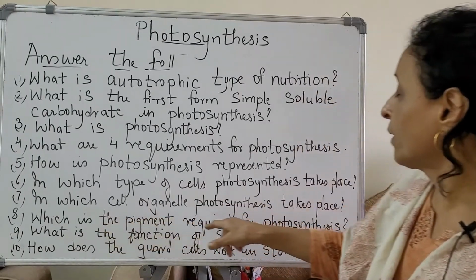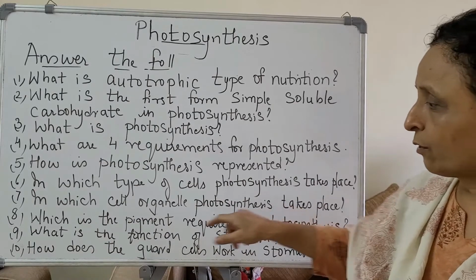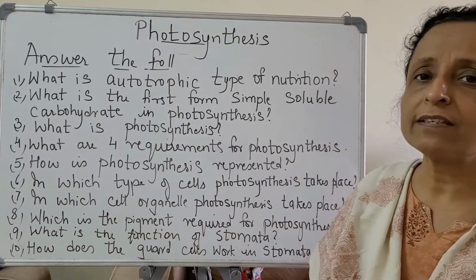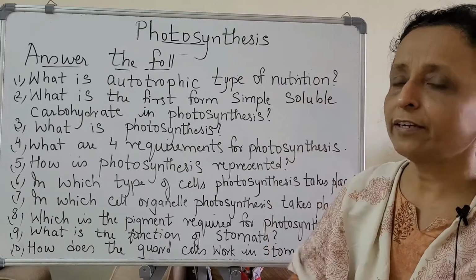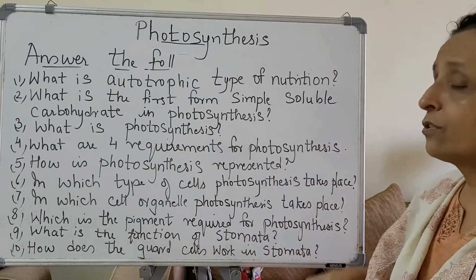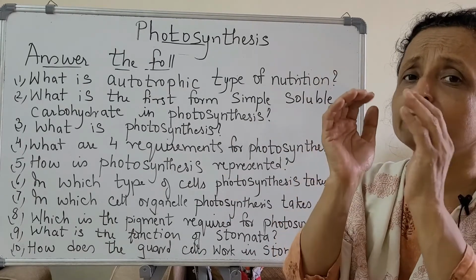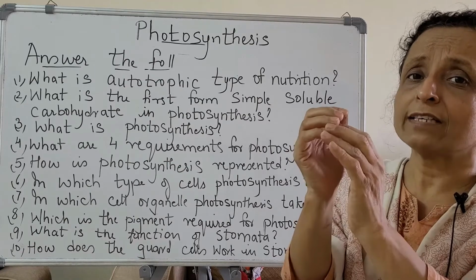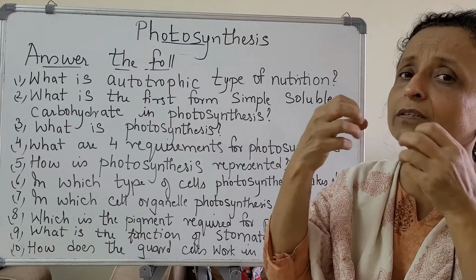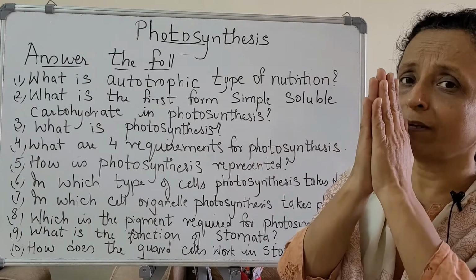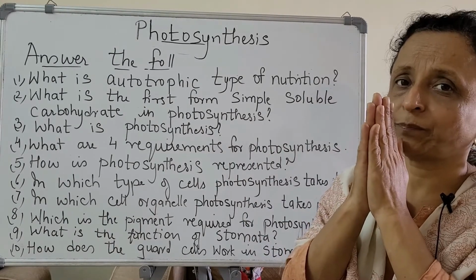Which is the pigment required for photosynthesis? Chlorophyll. What is the function of the stomata? Exchange of gases, taking in carbon dioxide, giving out oxygen. How do the guard cells work in stomata? Guard cells become turgid during the day, so there is more space for the exchange of gases, and at night water is taken out of the guard cells, they shrivel and the space is lesser.